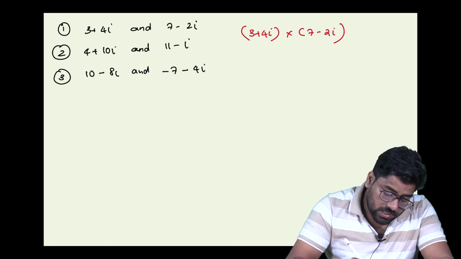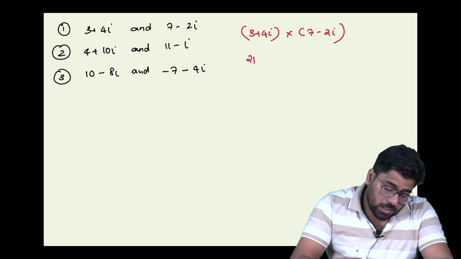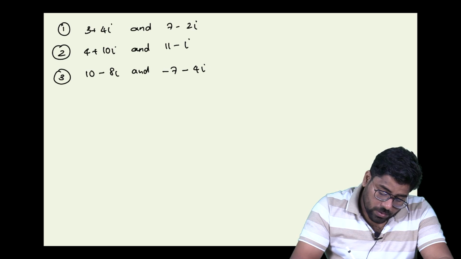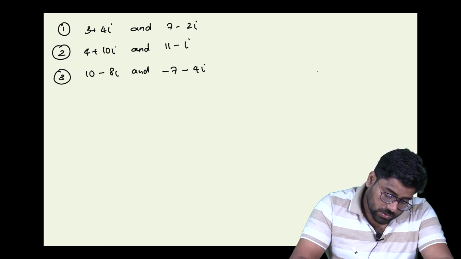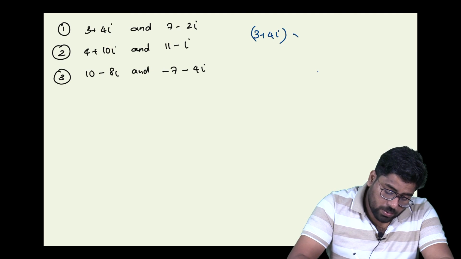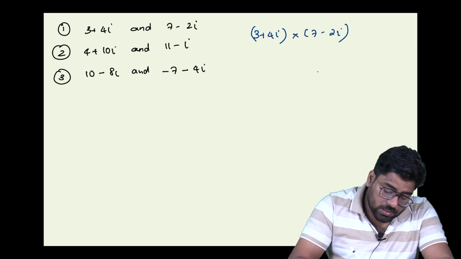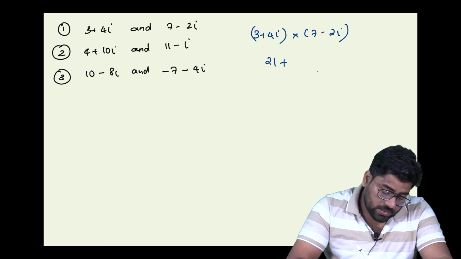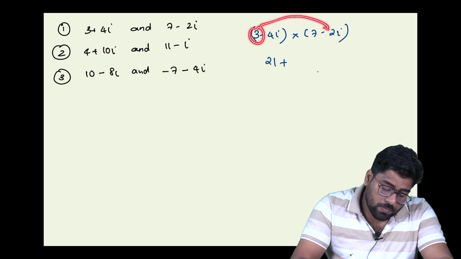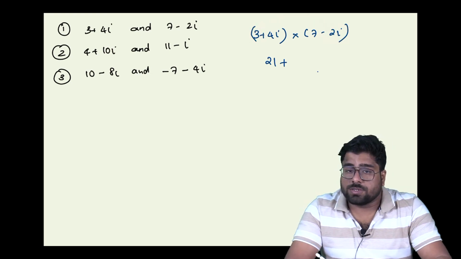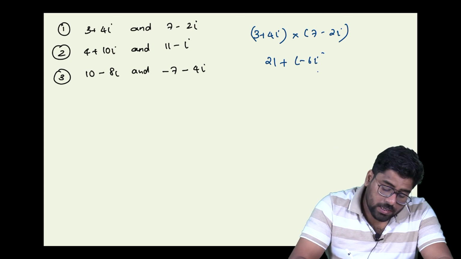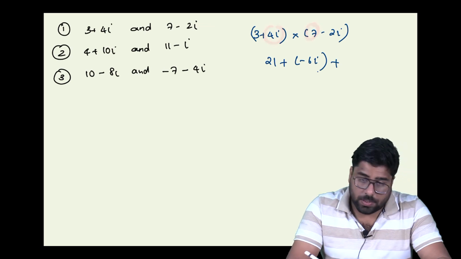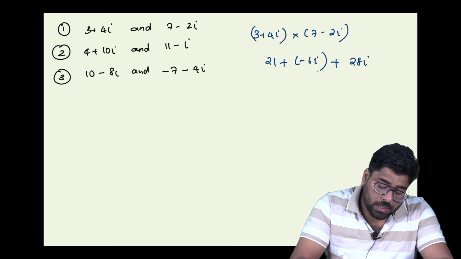What is going to be 3 into 7? 3 into 7 is going to be 21. I'll write this once more using a different color. So this is 3 plus 4i into 7 minus 2i. 3 into 7 is 21, plus 3 into minus 2i, which is minus 6i, plus 4 into 7, which is 28, so plus 28i.